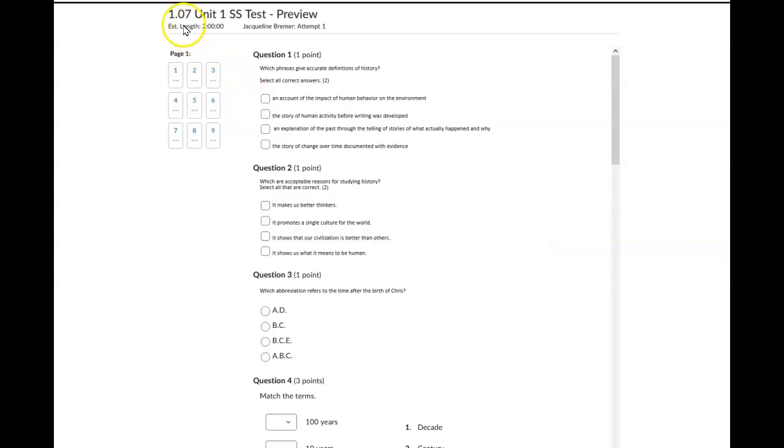Here is the read aloud for the 1.07 Unit 1 Social Studies test.